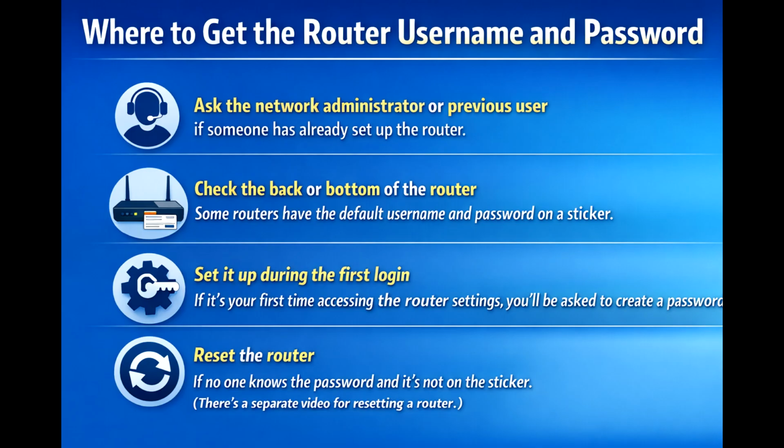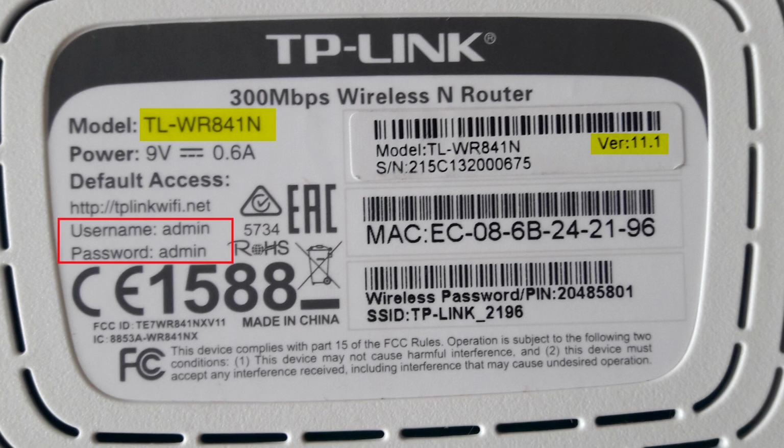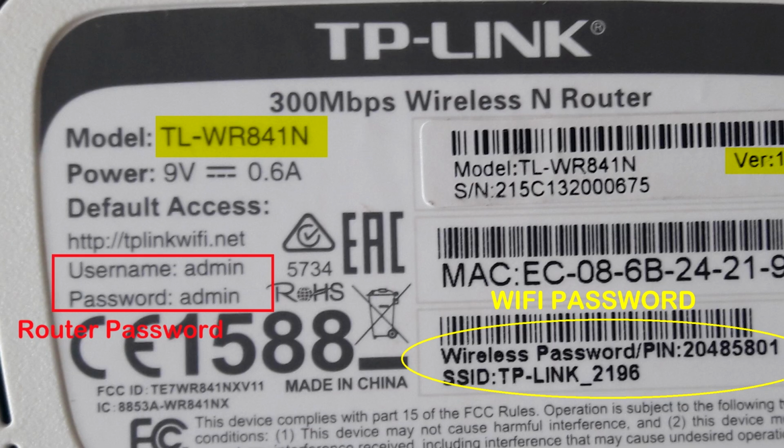So here are the 4 ways to get the router username and password. First, if someone has already set up the router, ask for the password from the network administrator or from the previous user. Second, some routers have default username and password indicated on the sticker at the back of the router. For example, this one that says username admin and password admin. Now take note that a router password is different from a Wi-Fi password.